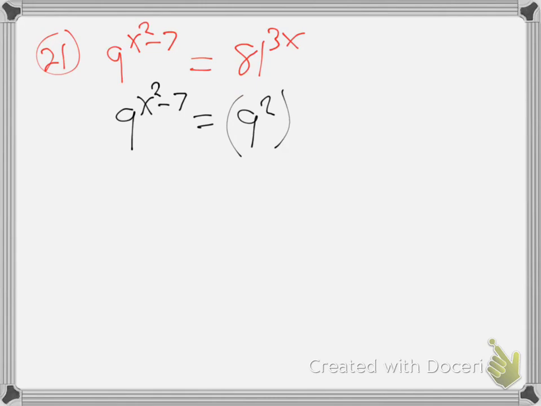So this is 9 squared, huh? 81. Is that good? See how I made them both 9? And then these guys multiply each other. We good to there?